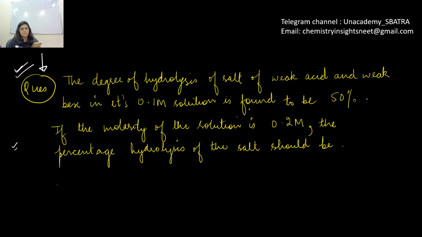0.1 molar solution is found to be 50%. Alright, so this is the first part of the question, and the second part is: if the molarity of the solution is now 0.2 molar, then the percentage hydrolysis of the salt should be, right? So what is given to you? The degree of hydrolysis is given to you, and the concentration is given to you. So what the question is asking is, if you change the molarity of the solution to 0.2, then quickly tell me the percentage hydrolysis in this particular case. All right, Sanko?